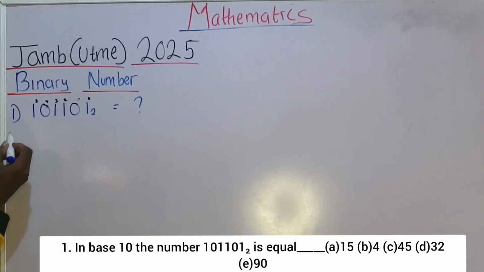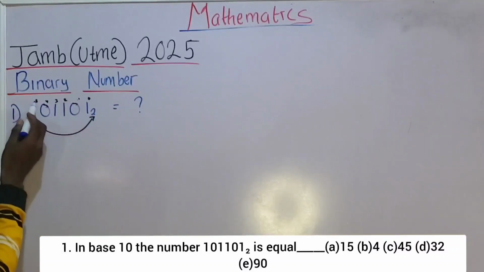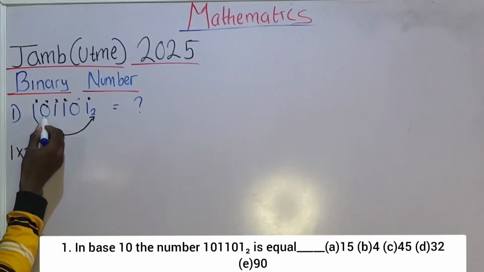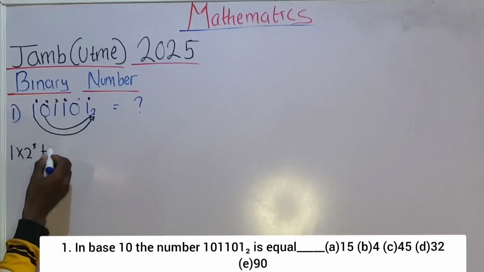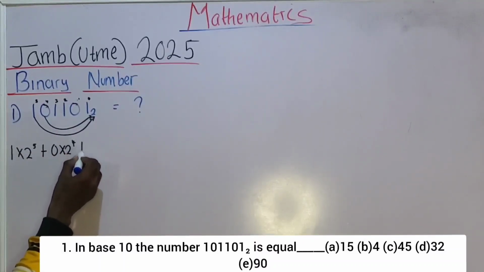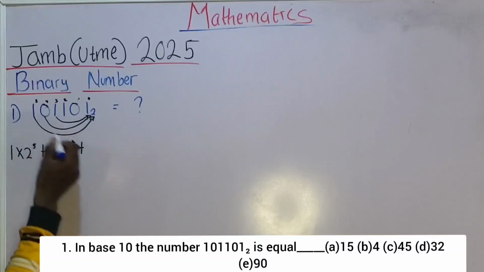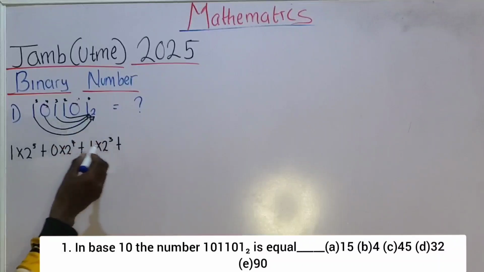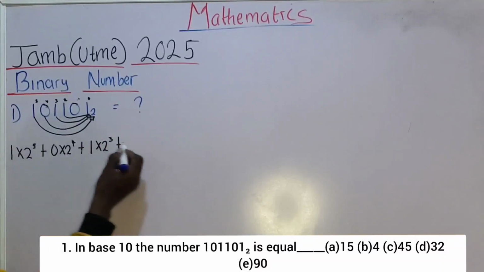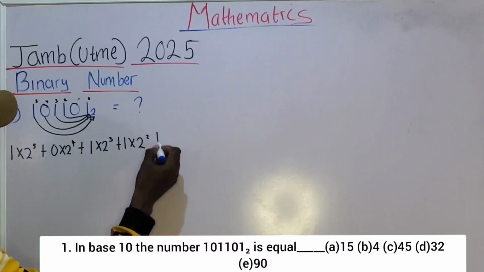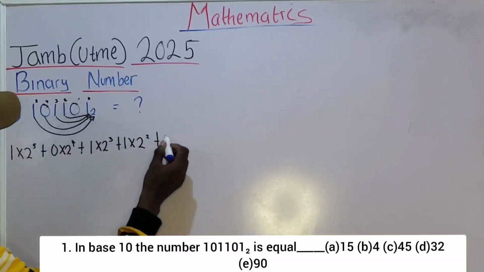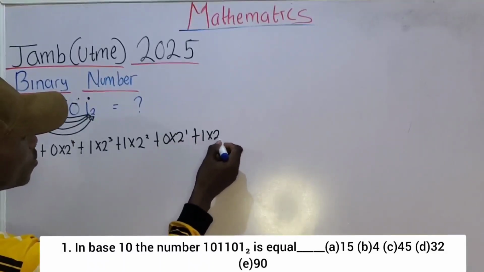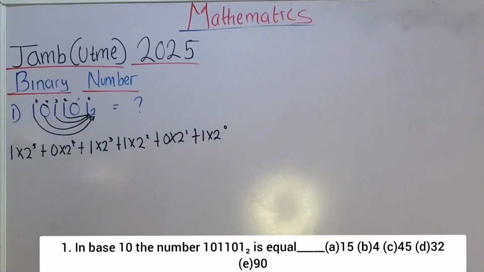So let us proceed. Here I'm going to have this 1 multiplied by 2 raised to the power of 5. Then put the addition sign. This 0 as well multiplied by 2 raised to the power of 4, plus 1 multiplied by 2 raised to the power of 3, plus this 1 multiplied by 2 raised to the power of 2, plus 0 multiplied by 2 raised to the power of 1, plus 1, which is the last one, multiplied by 2 raised to the power of 0.